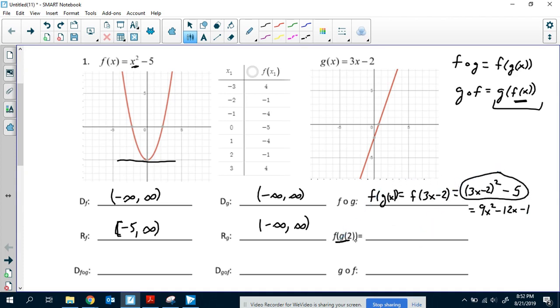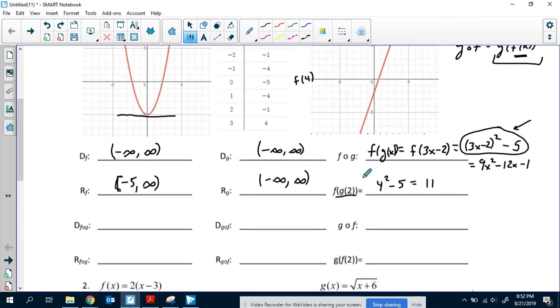So if we're doing f of g of 2, we can do this in a variety of ways. We can take this function that we just found and substitute 2 directly into this function. So 3 times 2 is 6, minus 2 is 4. 4 squared minus 5 is 16 minus 5, which is 11. We also could have done this by taking g of 2, which is 4, and then doing f of 4, doing that over here. And if we did f of 4, we would also get 11. We can do that in a variety of different ways.